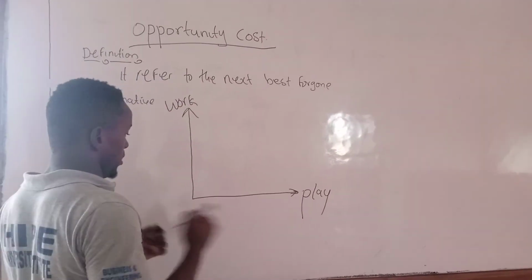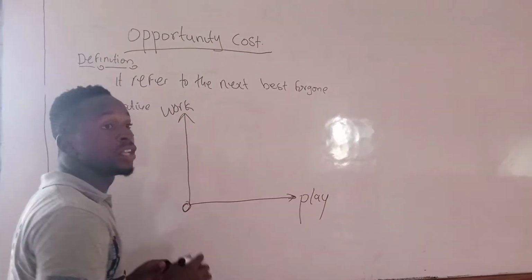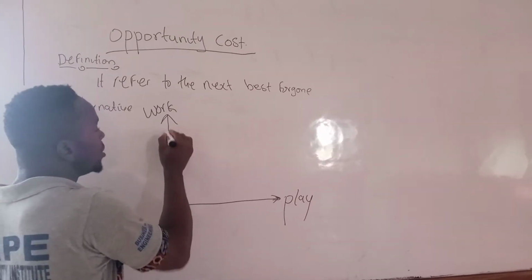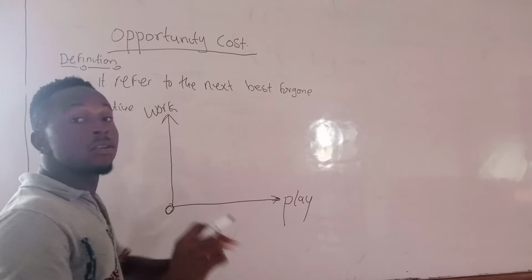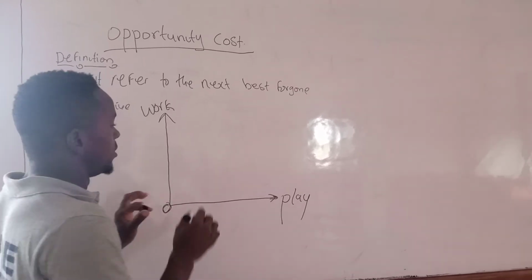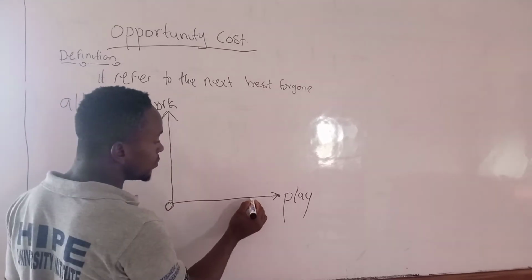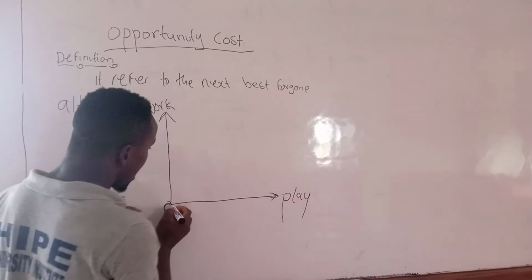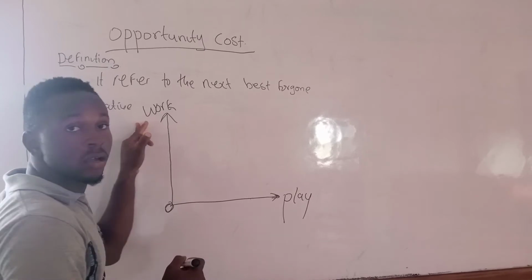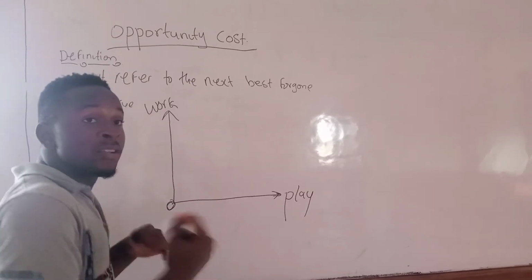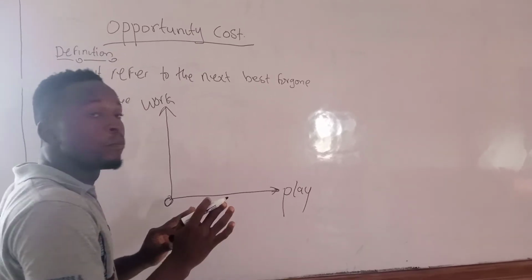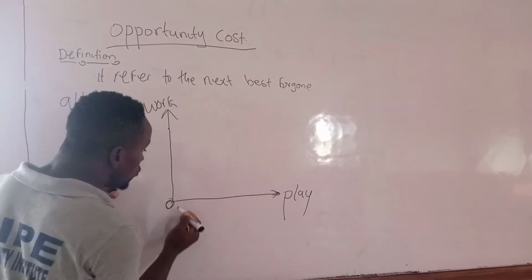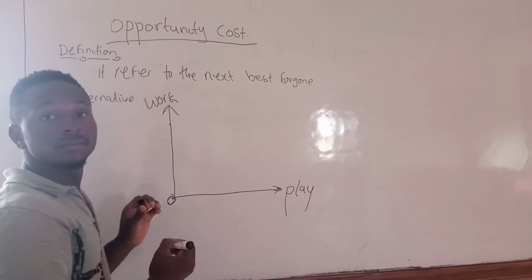Here we always have a zero in all our production possibility curves. And here we have the top. If this student decides only to play, he will be at this level. That is, he will use this number of play and he will do nothing for work. And if this student decides only to work, he will work at this level, and then he will do nothing for play.